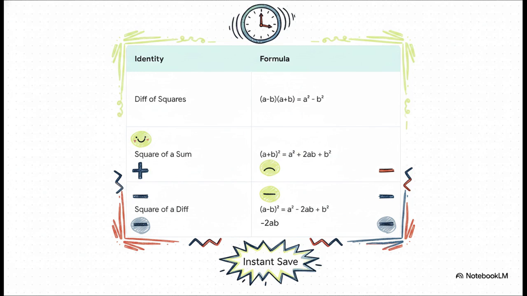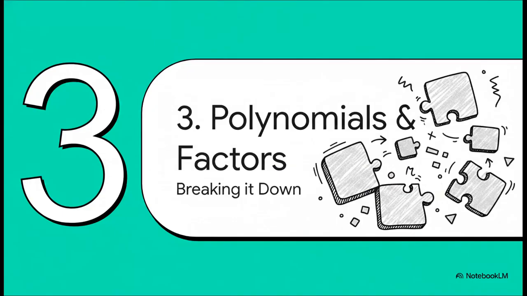Notice how the square of a sum gives you that positive middle term, a squared plus 2ab plus b squared, and then the square of a difference is exactly the same thing, just with a minus sign on that middle term. Easy, right? All right, on to Section 3, polynomials and factoring, breaking it down.